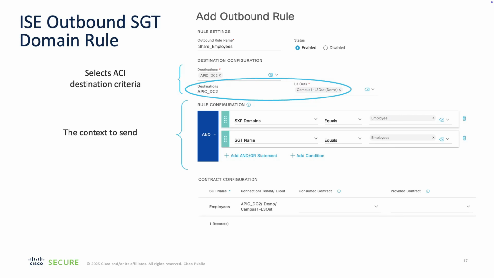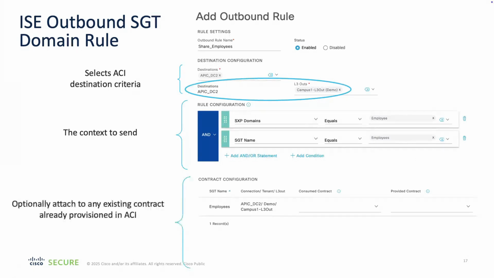And then you configure, again, the meat of this rule. So you say, from which SXP or SGT domains do you want to share these bindings? So that's why I was talking about SGT domains before. So which domains do we want to share bindings from? I've chosen employees there at the top. And then which SGT do you want to share? And I've also shared the employees SGT.